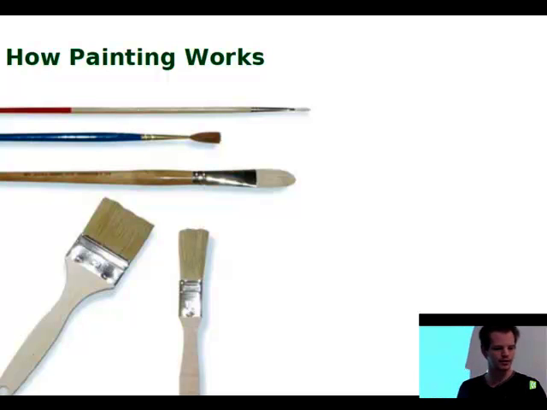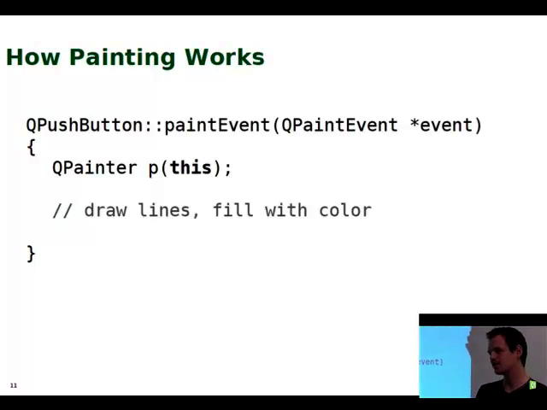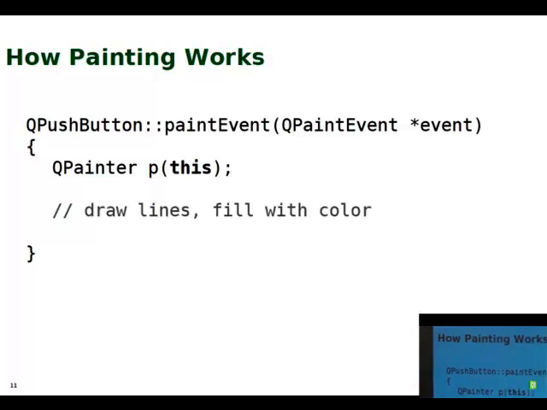How painting works. So basically, the windowing system will give Qt a signal saying, hey, I want to paint, and then Qt will use a backing store and call each of the widgets' paint events. In that paint event, the widget is responsible to draw everything.